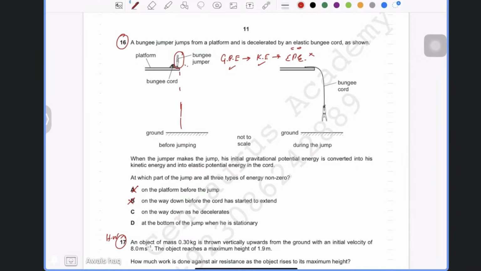On the way down, as he decelerates, which means the kinetic energy is going into elastic potential energy, and there would be gravitational potential energy as well because he might be somewhere above the ground, which means that this is the answer. At the bottom of the jump, when he's stationary, there will be a little bit of gravitational potential energy left, and elastic potential energy will be left, but kinetic will be zero, which we do not want. That's why this is also wrong. Okay, let me know if you have a question now.